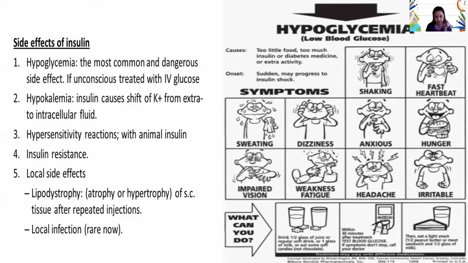One is hypoglycemia. Next is hypokalemia. Hypokalemia, hypo means low, kalemia is potassium. So, pwedeng magkaroon ng hypokalemia ang patient kasi nga ang insulin causes shift of potassium from extracellular to intracellular. So, yan yung nangyayari. Extracellular sa labas ng cell, intra is sa loob ng cell. Hypersensitivity reactions, pwede siyang magkaroon ng allergic reaction. Insulin resistance, pag masyado ng mataas ang sugar niya, minsan nagkakaroon ng resistance. So, kailangan dagdagan ang insulin as prescribed by the doctor.